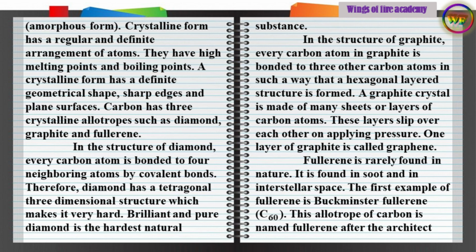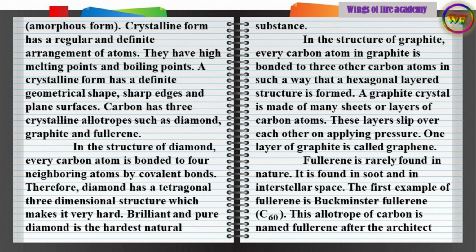In the structure of diamond, every carbon atom is bonded to 4 neighboring atoms by covalent bonds. Therefore, diamond has a tetragonal 3-dimensional structure, which makes it very hard. Brilliant and pure diamond is the hardest natural substance.